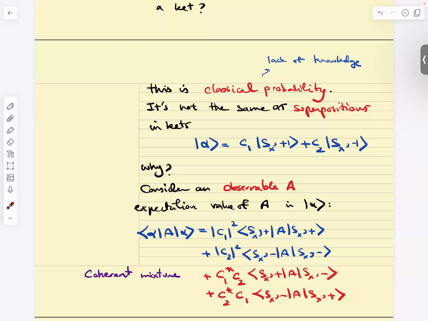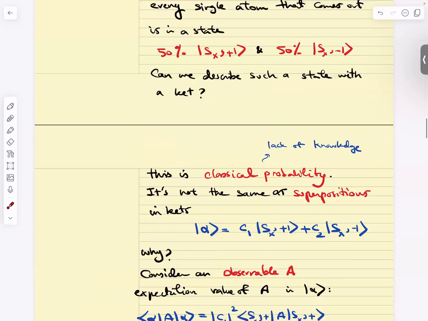So this is some classical probability, right? With probability 50%, I'm in some state, ket Sx plus 1, and with probability half in ket Sx minus 1. So I'm wondering whether I can describe this state using a ket. Can I describe a beam that's half up, half down using a ket? That's a question. We're going to see that it's impossible. So I need to invent new things, right? So this was superposition. And the point is that superpositions are distinct from classical probabilities.